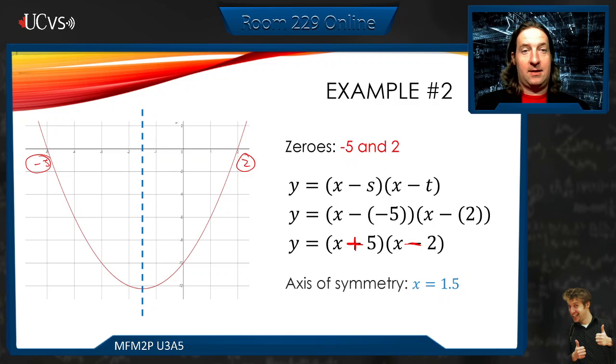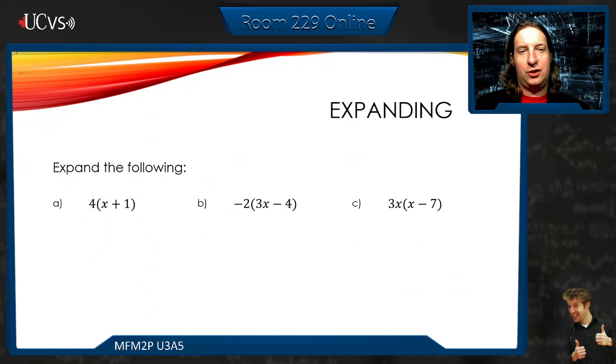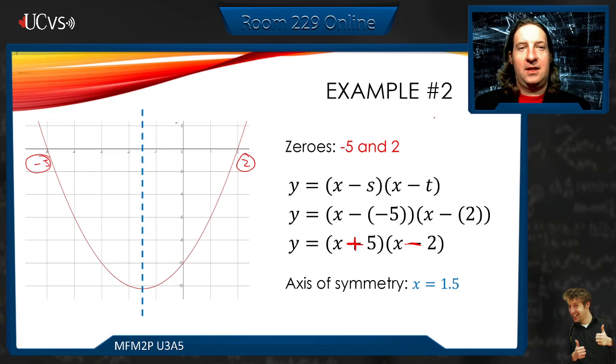And then, again, our axis of symmetry now is going to be -1.5, which is a little bit trickier because it's in the middle of -5 and 2. And we can do that again.